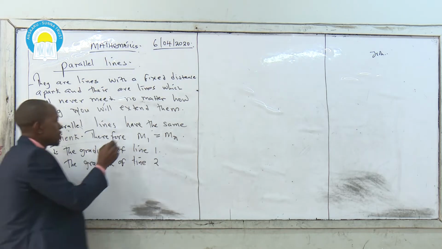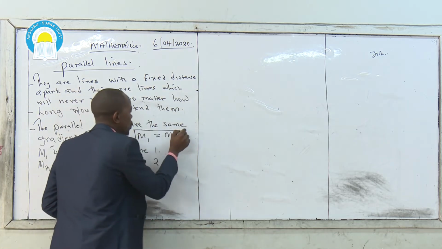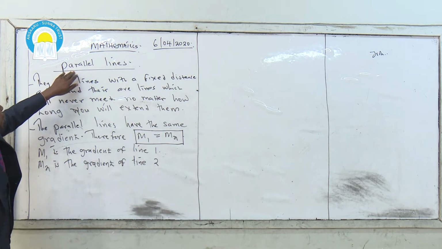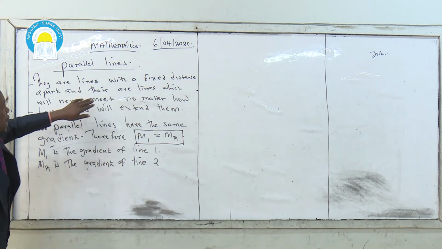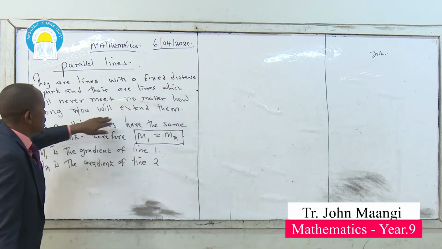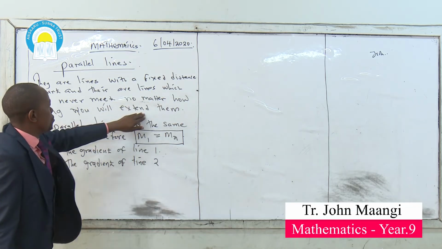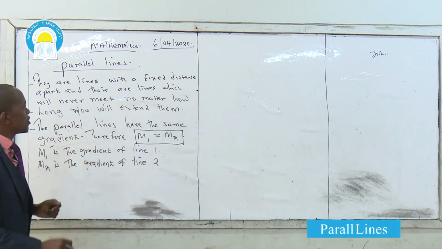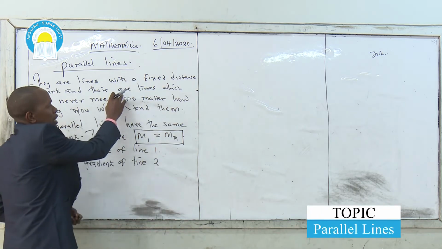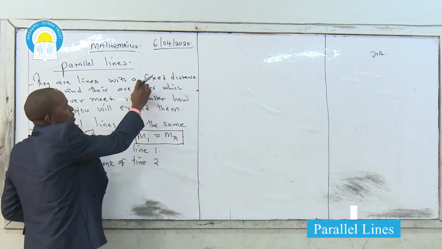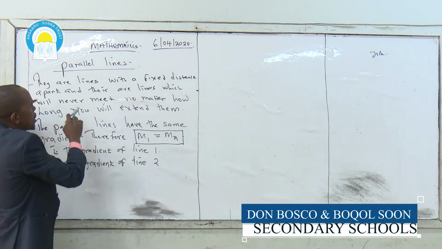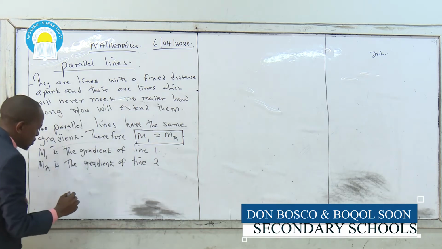So this is the tool that we use when it comes to parallel lines. You need to know as a student that the lines will never meet even if you extend them. No matter how long you extend these lines, they will never meet. And these lines have a fixed distance apart.